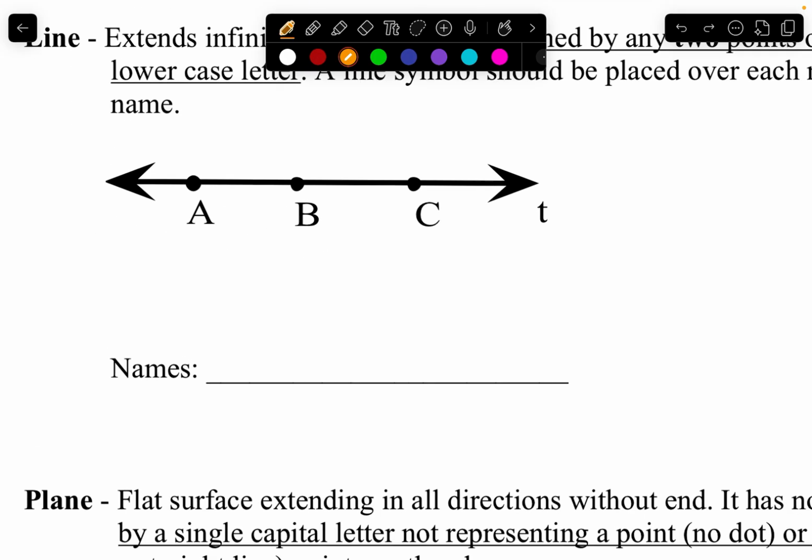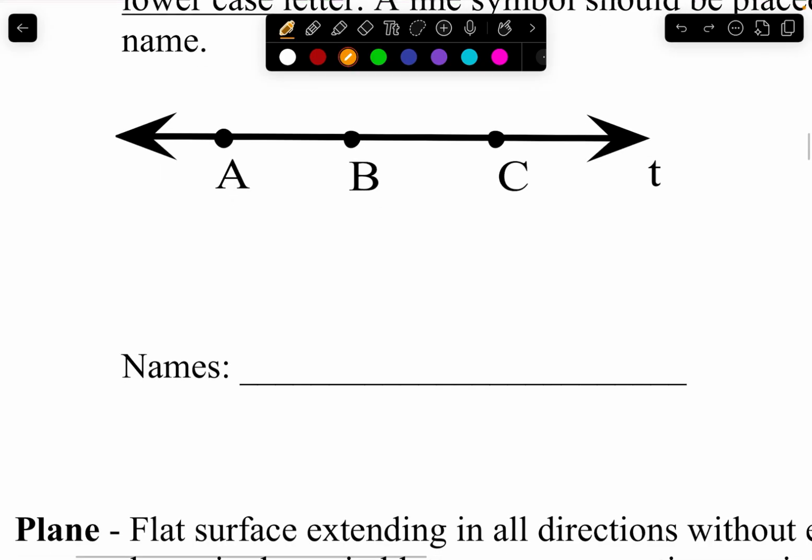So all I'm going to need to do to name this line is choose 2 points on the line. It doesn't matter which 2 points I choose, and it doesn't matter the order in which I write these points. So for example, I could call this line AB. I've picked 2 points on the line, but I do need to put a line symbol over the top. I could have also named this line BA. I can also name this line BC. I could name this line CB.